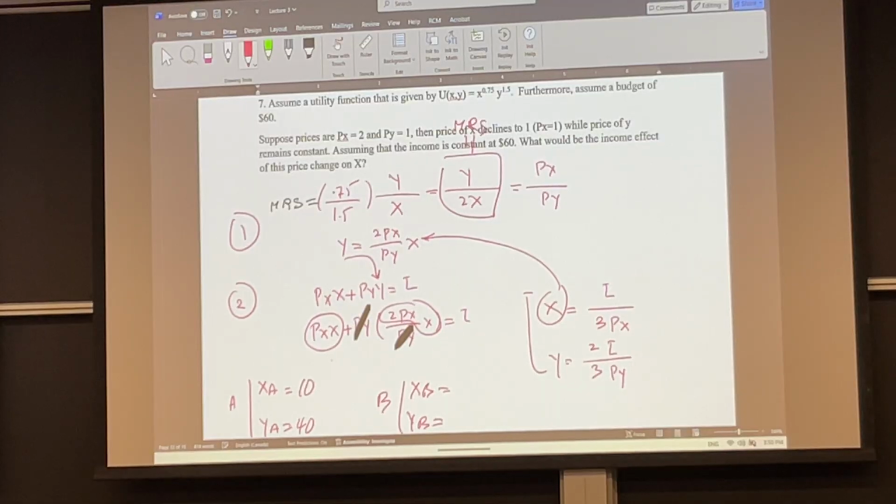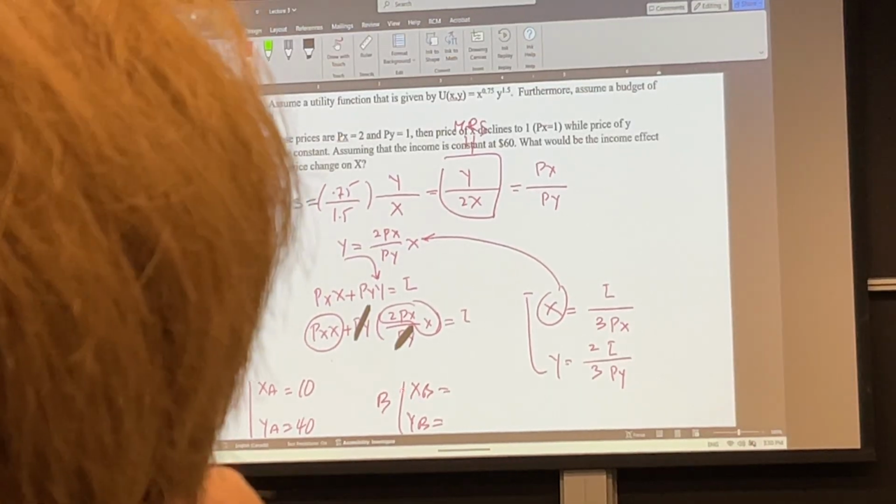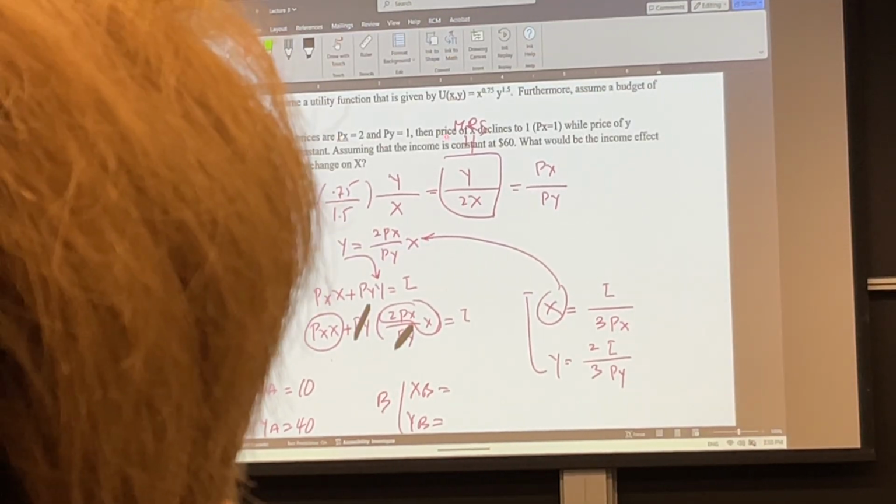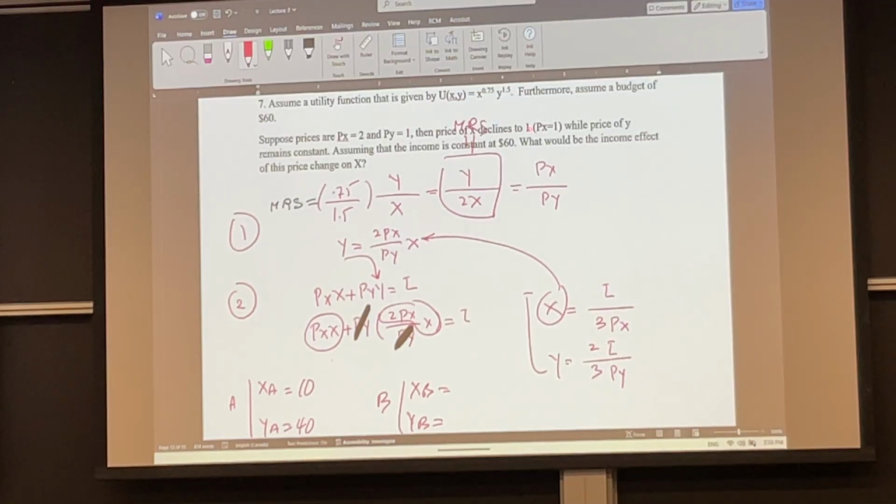What is the terminal bundle? I try to avoid calling it bundle B because it sounds like bumblebee. Someone told me, right? So I try to avoid it. Terminal bundle, right?